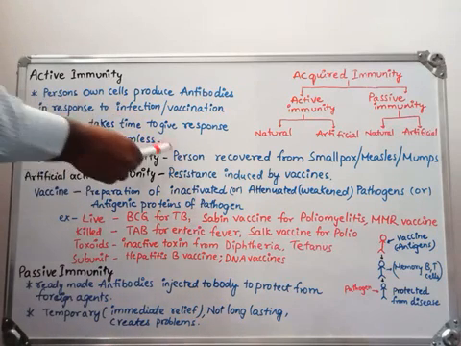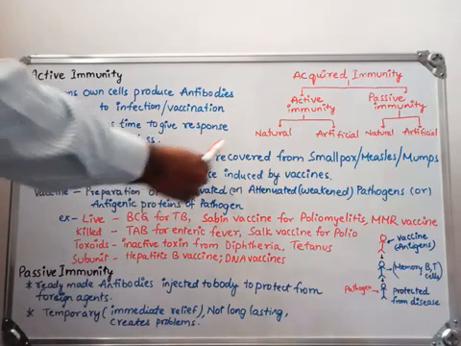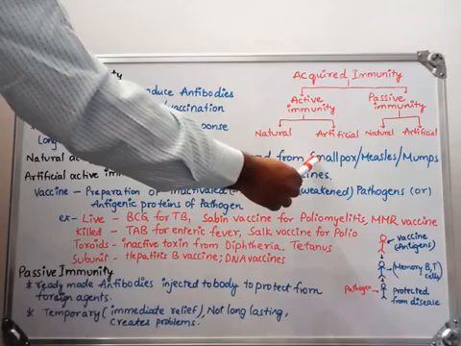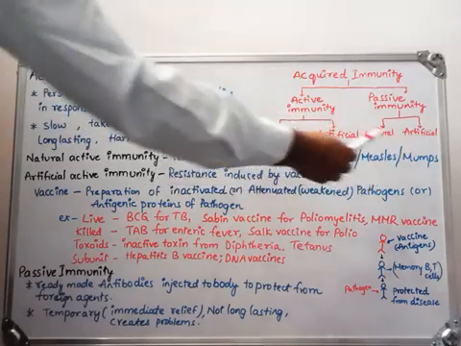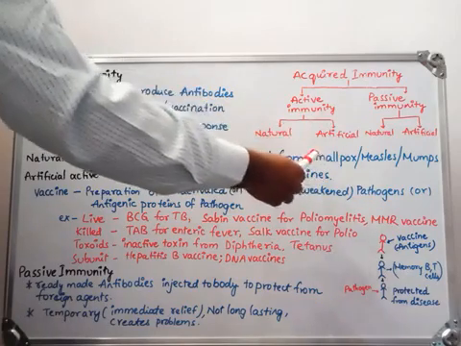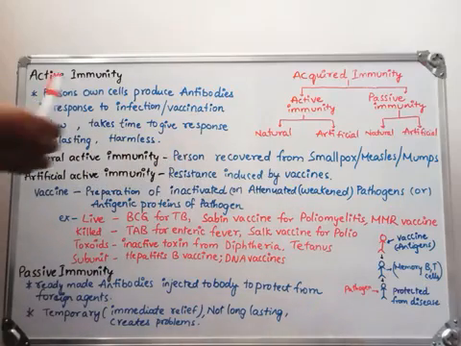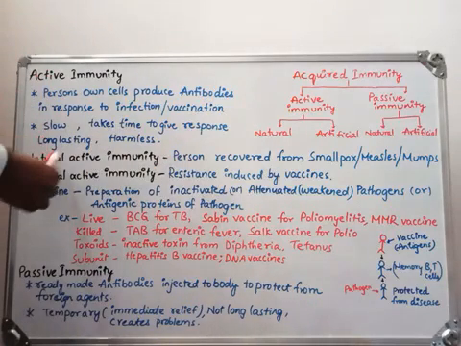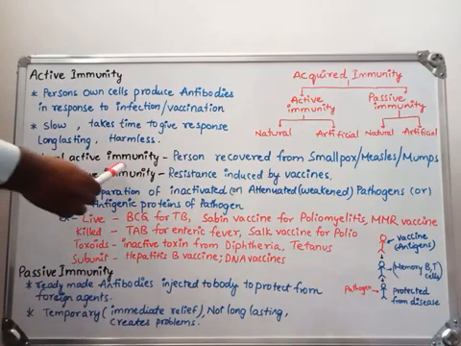If you go into detail on that topic, the person's immune system develops memory B and T cells against smallpox, measles and mumps, and even in subsequent infections they will fight against such pathogens and he won't get the disease again. That is natural active immunity. Coming to the artificial active immunity.